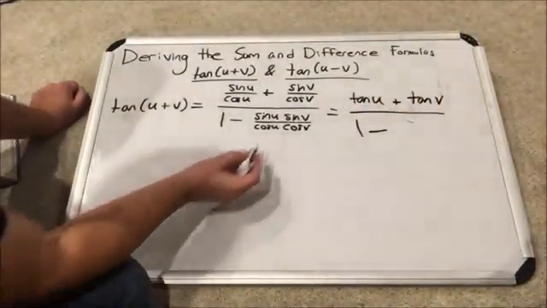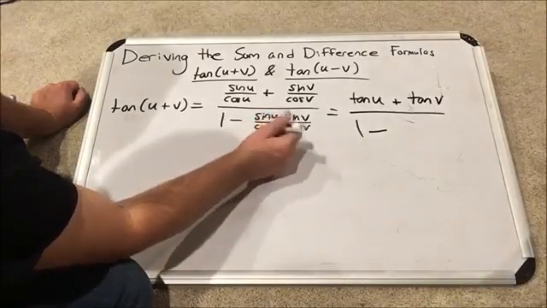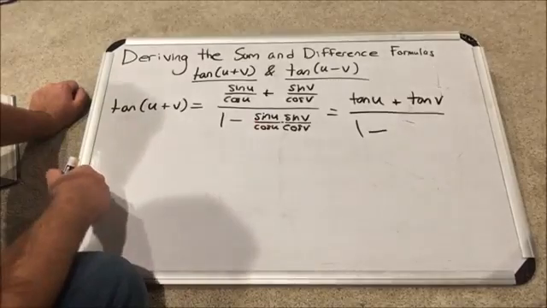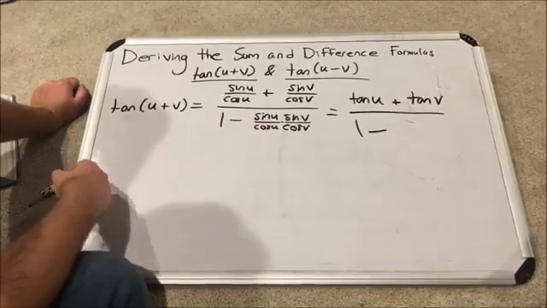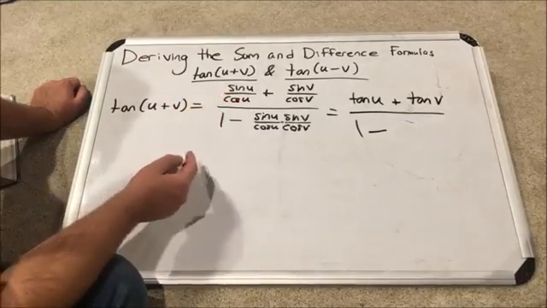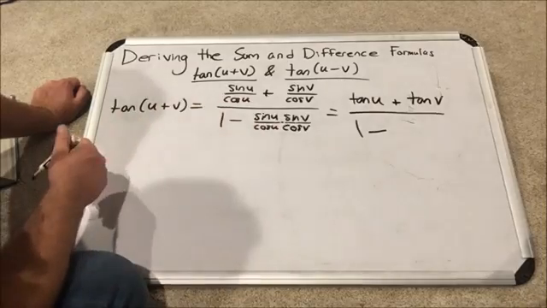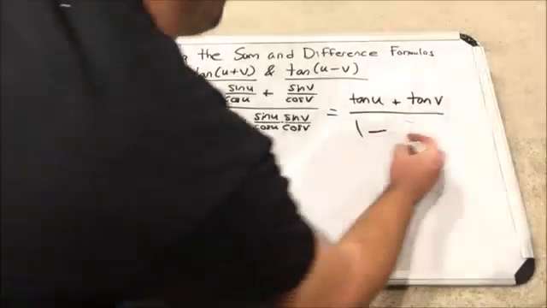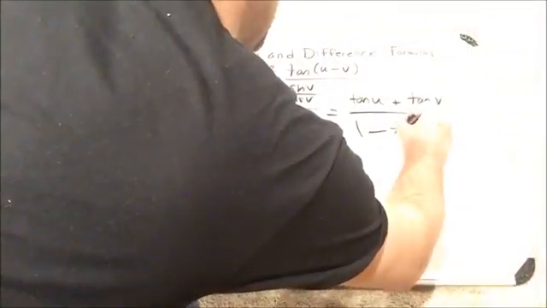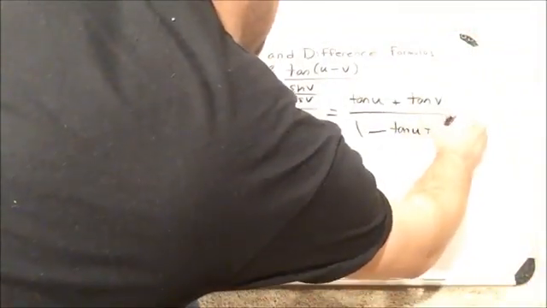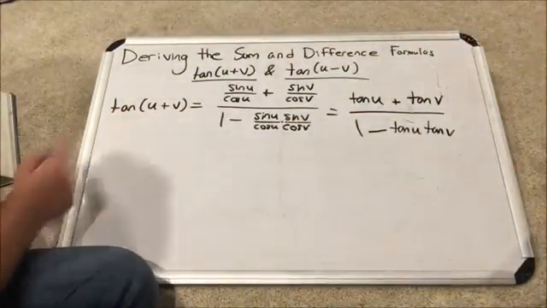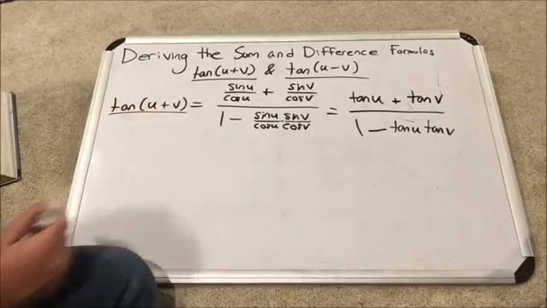Now, let's talk about this. If we split this fraction up into two fractions multiplied by each other, you can see that the first fraction is sine u over cosine u. That's tangent u, just like on top. And same with the second fraction, sine v over cosine v. That's tangent v. So you have 1 minus tangent u, tangent v. All right, we have derived the formula for tangent u plus v.